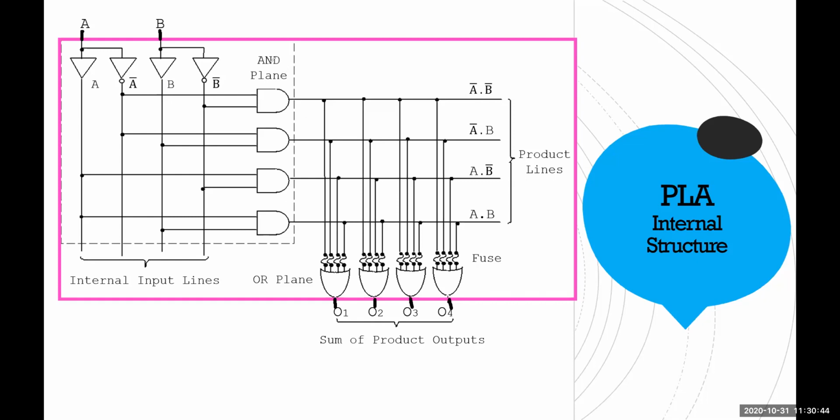And here you have the AND plane, a lot of AND gates: 1, 2, 3, 4. Here you have 4, and you can have more than 4 as well. These AND gates will have those lines as their inputs, and these are called internal input lines. The output of the AND gates will be called product lines. This product line will go to the OR gate again. All of them will go to the same OR gate.